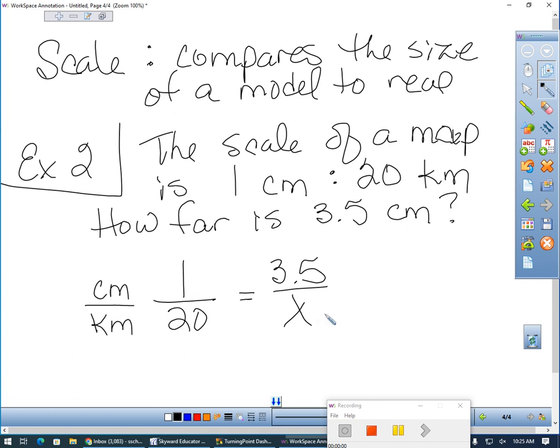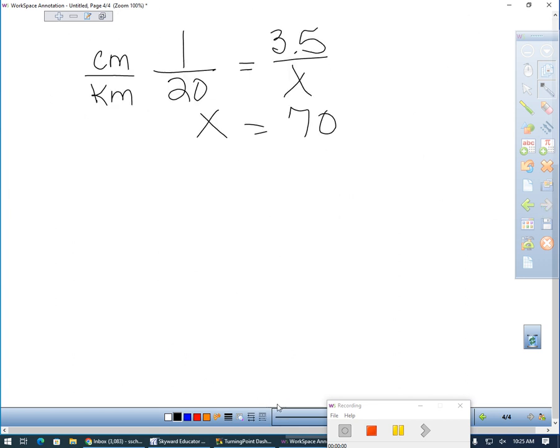All right, just a second. So now we cross multiply. 1 times x is x. And 20 times 3.5 is what, Austin? What is it? 70. I agree. Yes, good job. All right. So, on problems 14 through 16, or 14 and 16, that's all you have to do. They're going to give you the scale. They're going to give you centimeters. You got to find it in kilometers. All right? Okay.